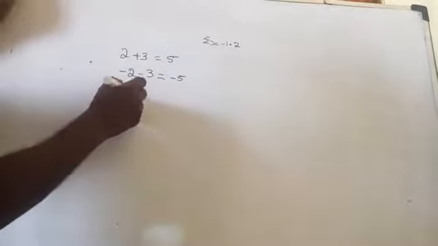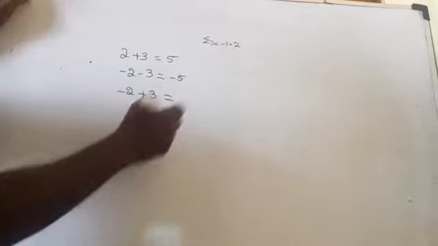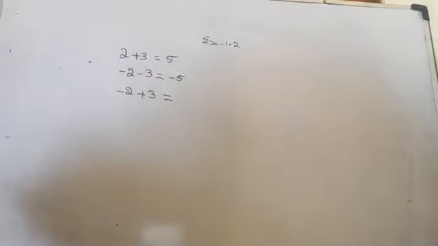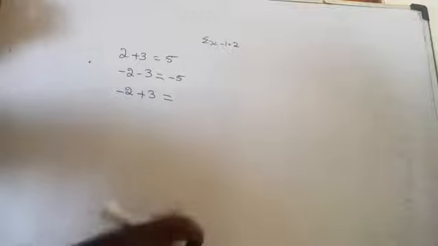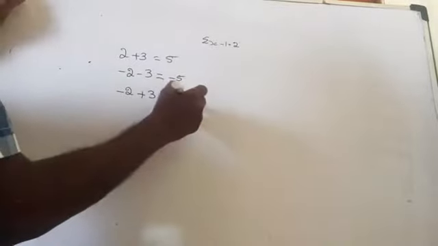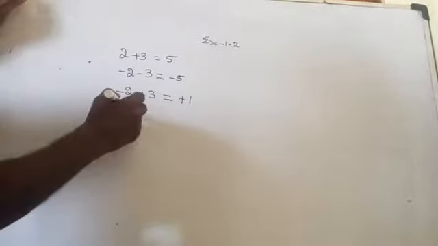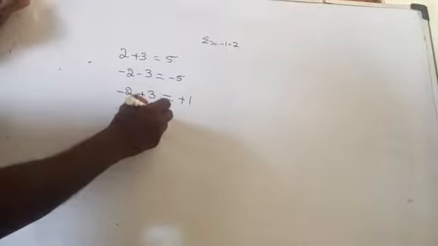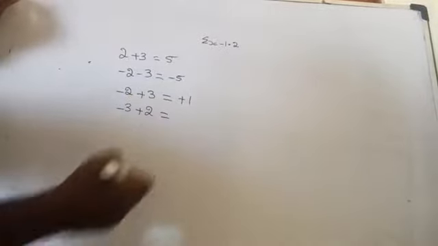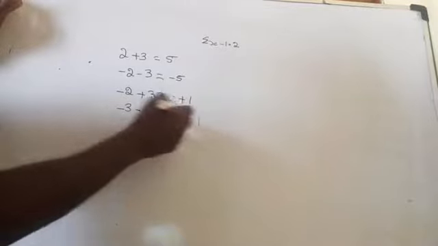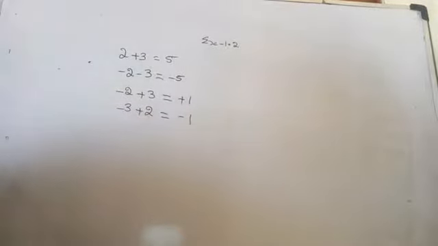To add a positive integer and a negative integer, subtract the smaller number from the greater number and give the greater number's sign. For example, 3 minus 2 is 1, the greater number's sign is plus. Otherwise, minus 3 plus 2: 3 minus 2 is 1, the greater number's sign is minus, so minus 1. Are you getting it? Yes.